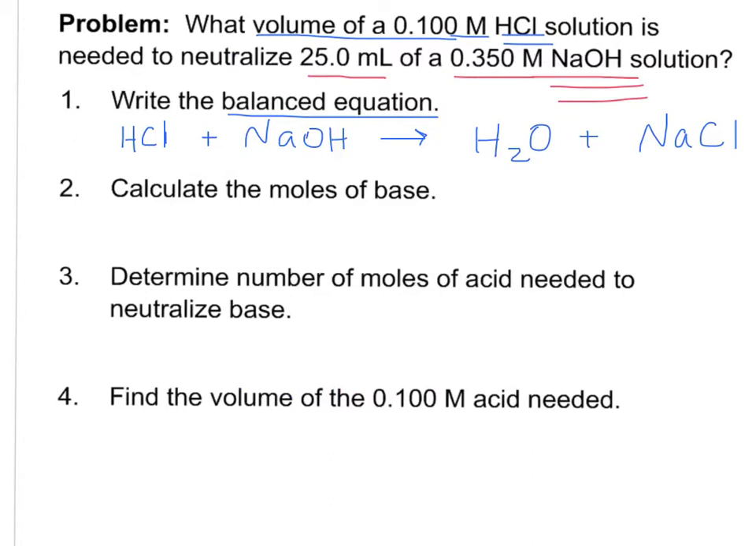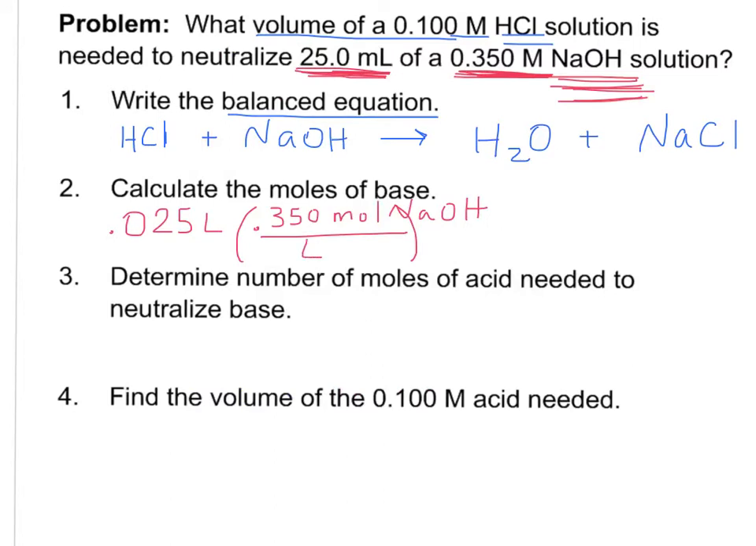So the next thing we're going to do, let's go ahead and calculate those moles of base, right? Because here's our base, our sodium hydroxide. Let's find out how many moles we have of that. So we know that we have 25 milliliters. You can do this in calculation form, but hopefully you also know that 25 milliliters is the same as 0.025 liters, right? And we need to have this in liters so that we can find the number of moles of sodium hydroxide. If I multiply that by the molarity, our molarity is 0.350 moles of the sodium hydroxide per liter, right?